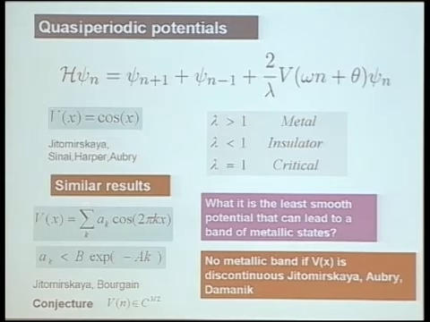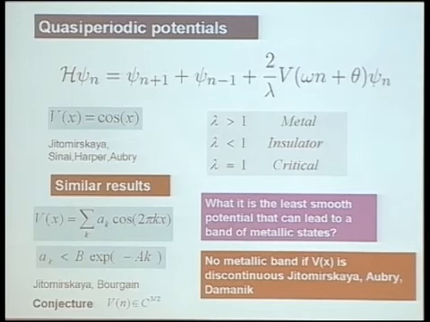It turns out that depending on the coupling constant, you get a metal, an insulator, or critical behavior, like a metal-insulator transition. This was proved by Jitomirskaya. Also, I want to mention the previous paper by Sinai, and in the physics literature, papers by Harper, Aubry, and many other people have papers about that. So don't feel insulted if your name is not there.